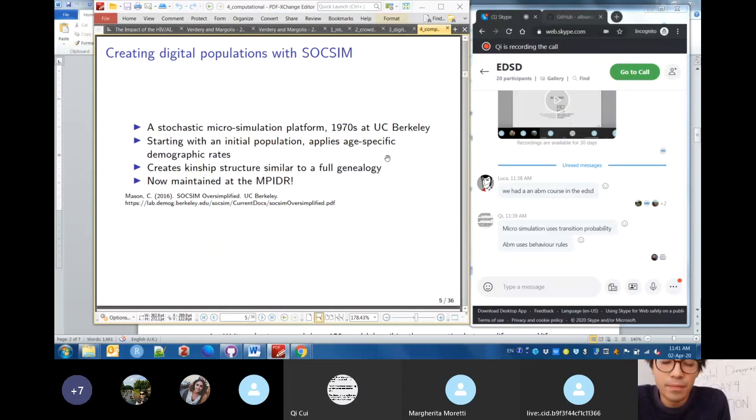which is a classic demographic microsimulation software that has a long pedigree in demography, and is very linked to UC Berkeley, where it was developed. So basically, it is a stochastic microsimulation platform written in C in the 1970s, and the way it works is that you start with an initial population, and then you apply age-specific rates.